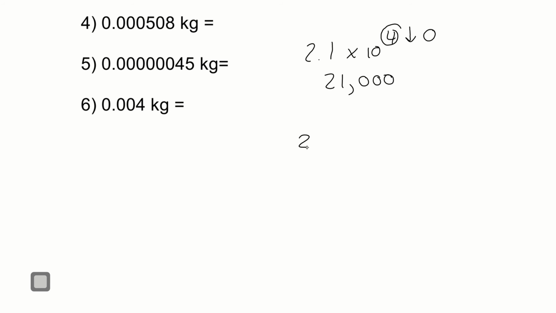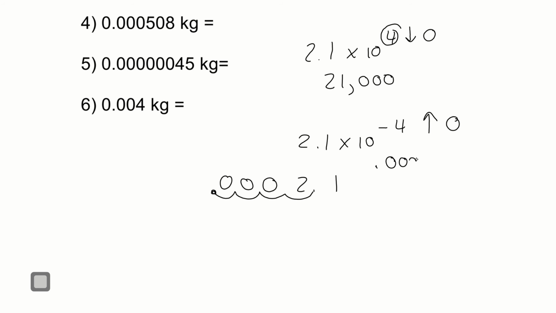If I did this as 2.1 times 10 to the negative 4, well, now I have to raise my exponent back to 0. If my exponent's going up, my number must go down. So 1, 2, 3, 4, 0, 0, 0. This is 0.00021. These are equal value numbers. All right? So that is scientific notation.